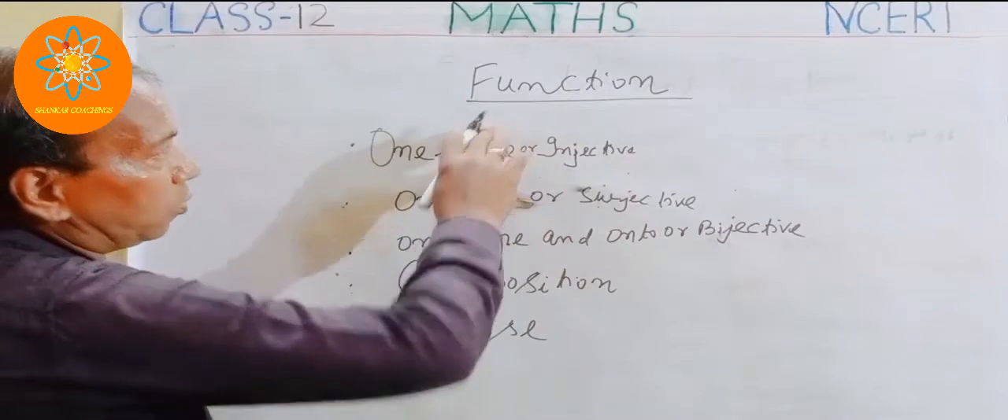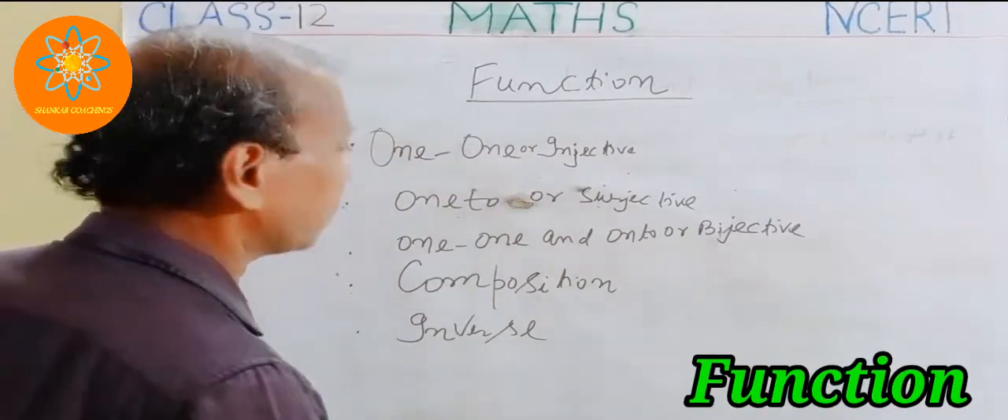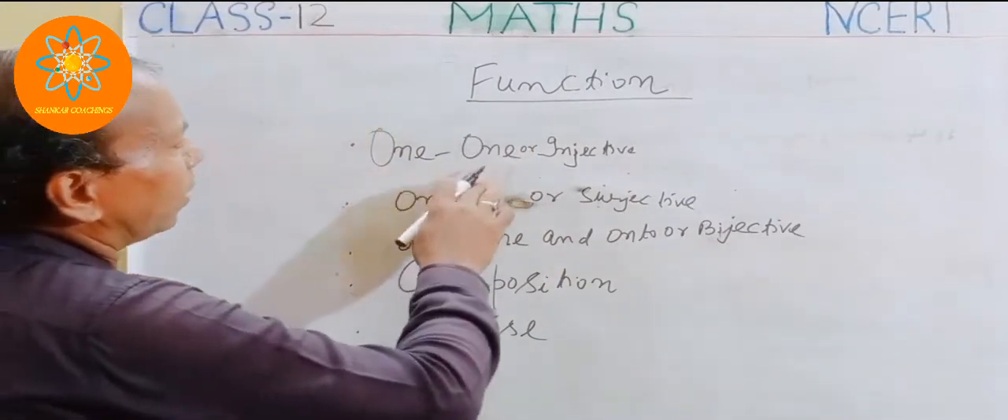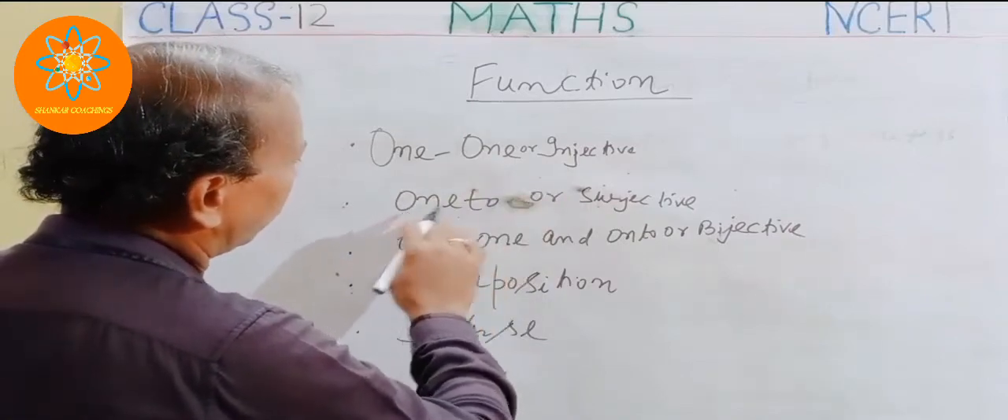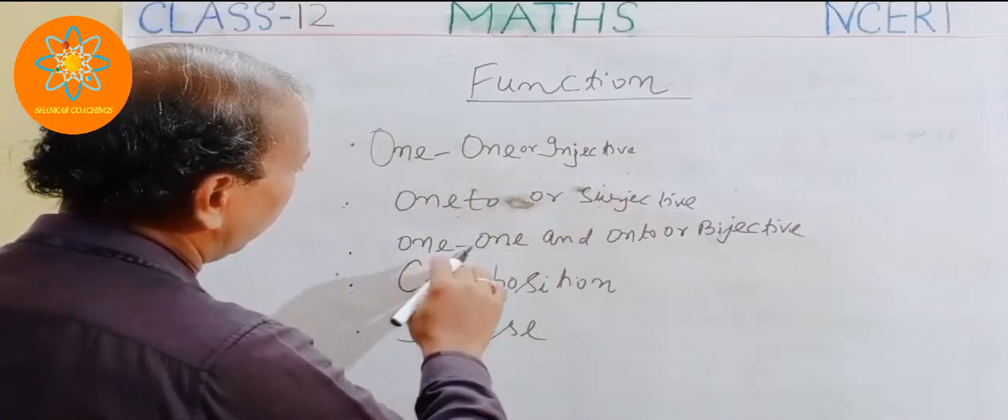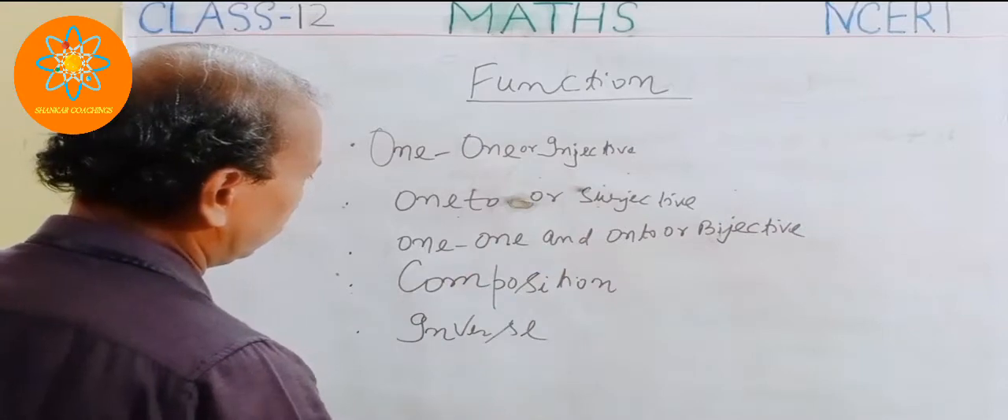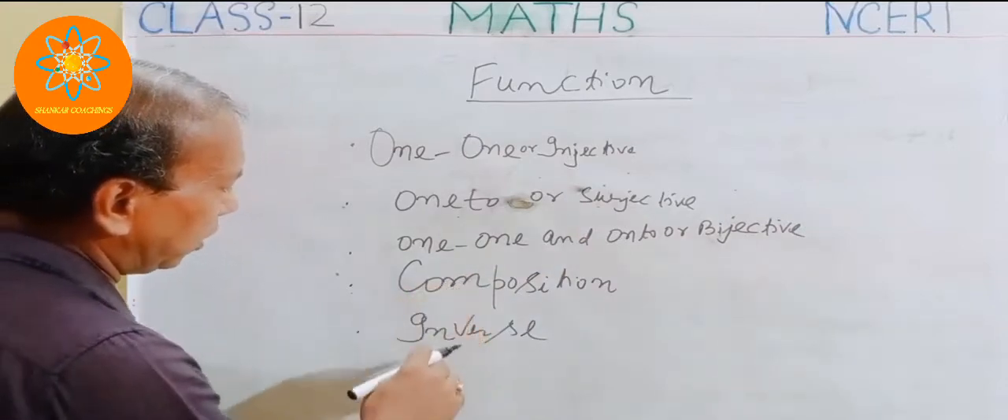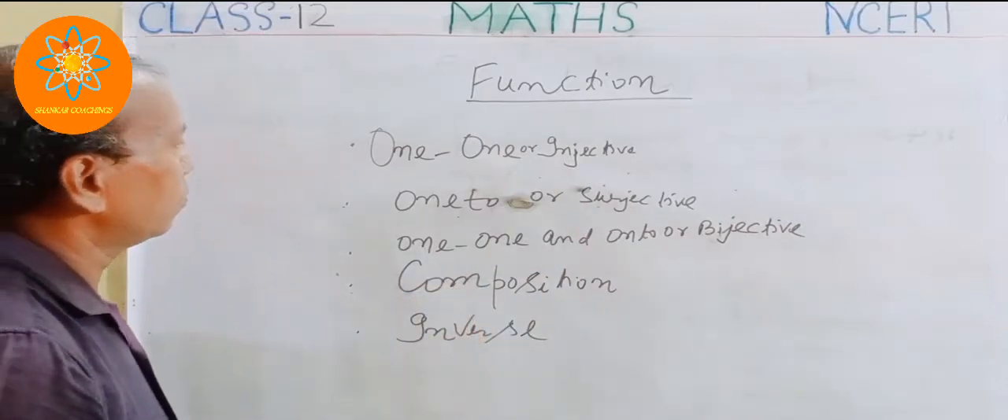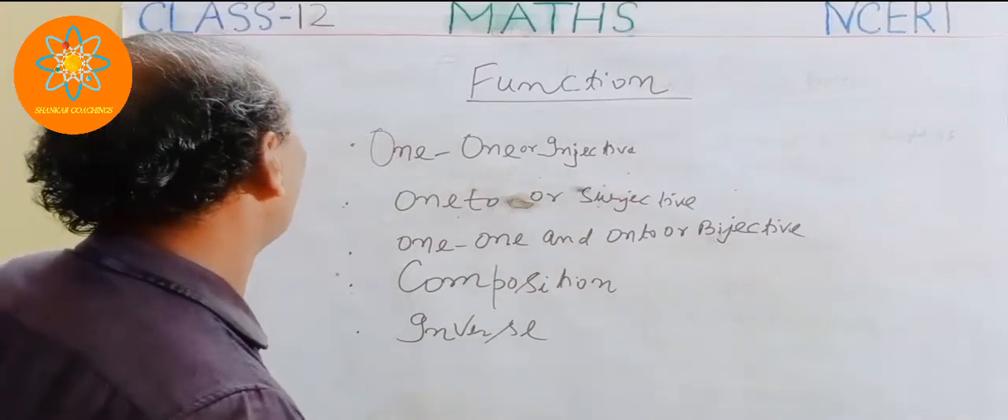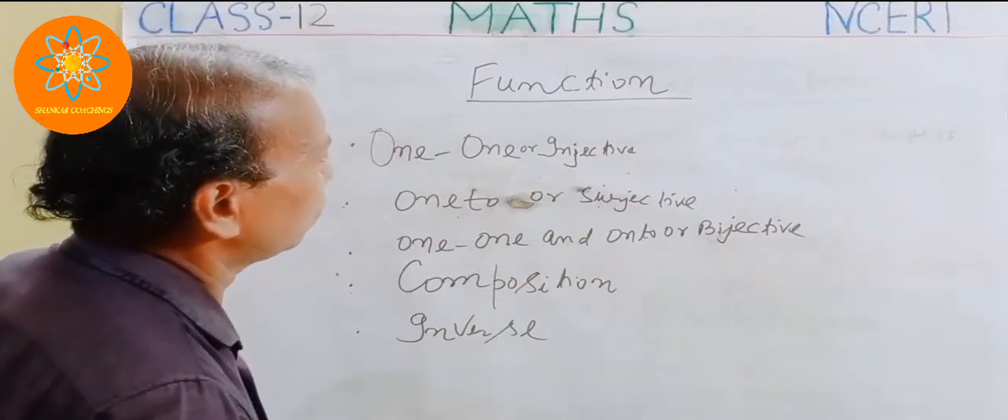Now the next one is your function. The types of the function are one-one or injective, onto or surjective, one-one and onto or bijective. Then we will see the composition and then inverse. So how do we define the one-one or injective?